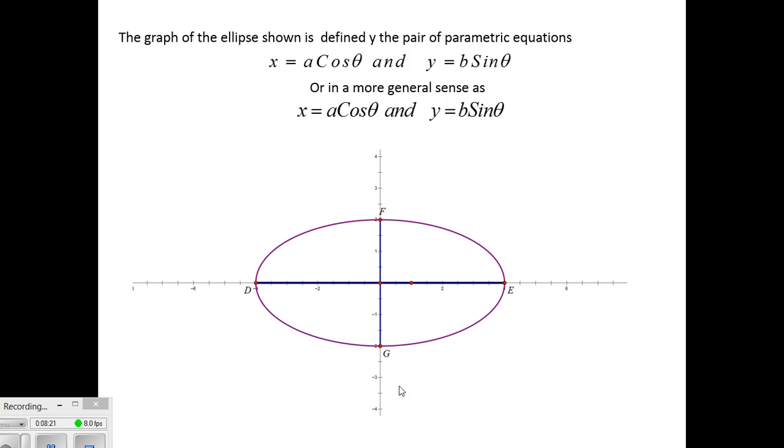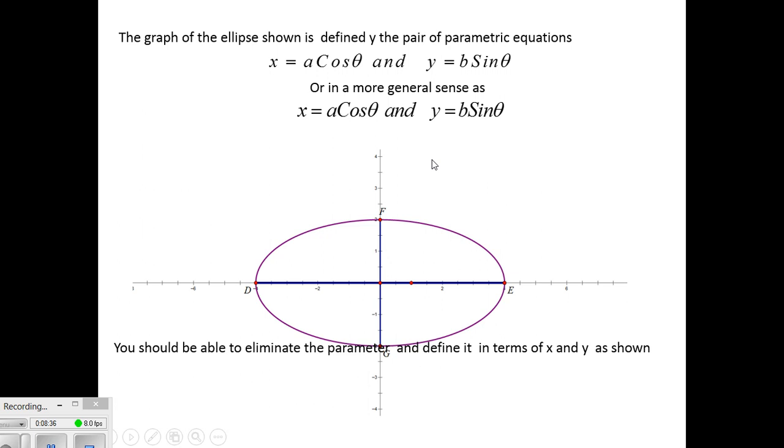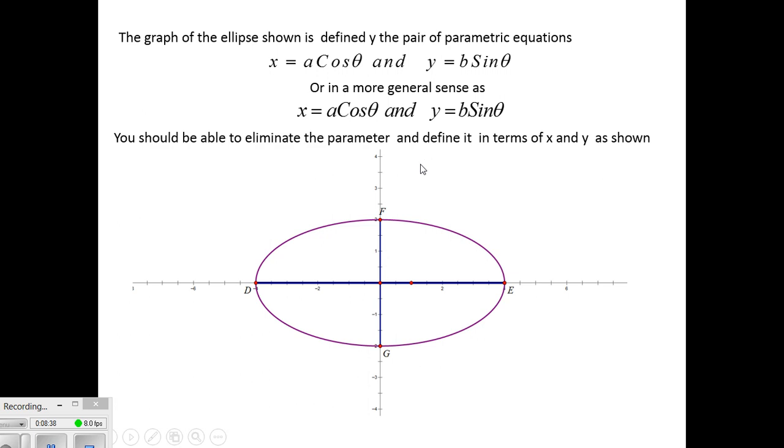So an ellipse can be represented parametrically with sets of equations looking like this: x equals a cosine theta, y equals b sine of theta. All right, by dividing by a and dividing by b, then we could represent this in a more functional format. Okay, so dividing by a, dividing by b, and squaring both sides, we're going to end up with this as our equation.